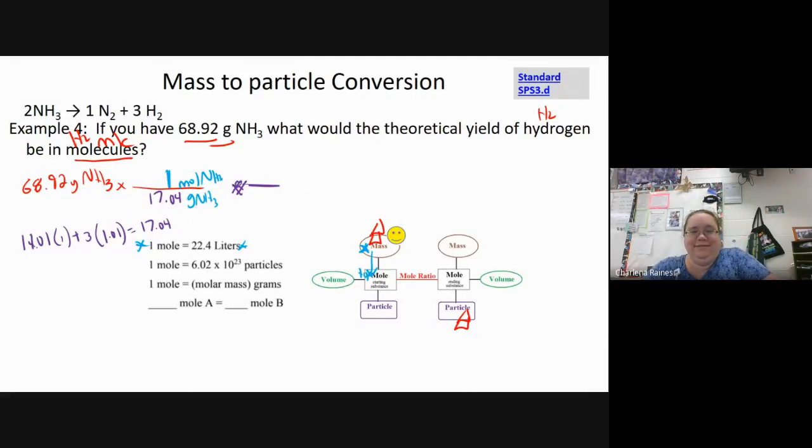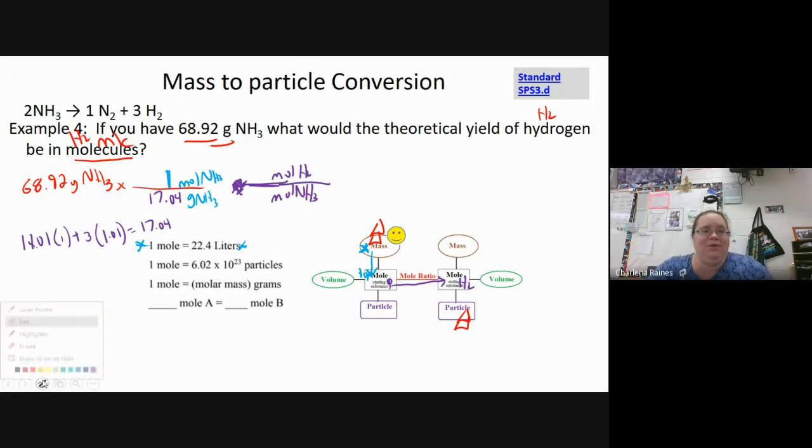Okay. Let's ignore the extra scribble. So we're trying to get rid of moles of NH3. That means it's got to go on bottom. The island I'm on goes on bottom. What I'm going to goes on top. My ending substance is hydrogen. So hydrogen moles has to go on top.